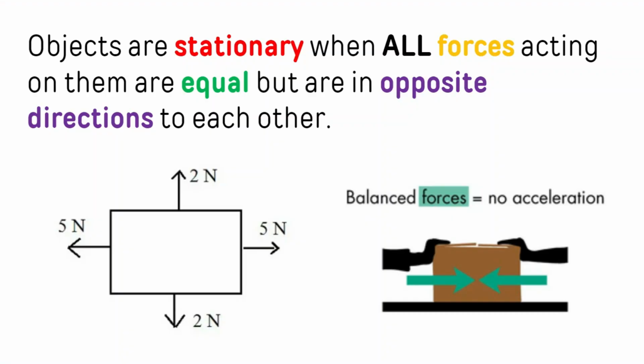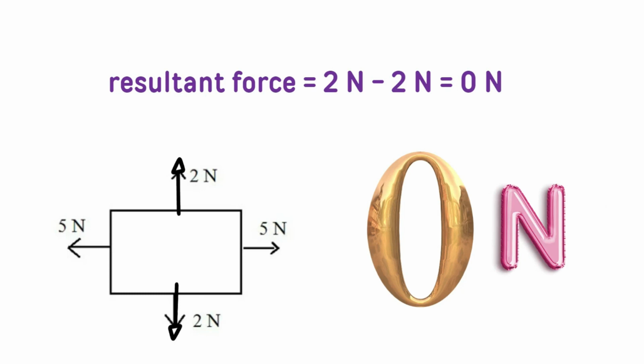Objects are stationary when all forces acting on them are equal, but are in opposite directions to each other. The forces moving in the northern and the southern directions are parallel to each other. They're the same size, and therefore they'll be subtracted from each other to give a resultant force of 0. The forces moving in the western and eastern directions are parallel to each other. They're the same size, and hence they would be subtracted from each other to give 0 newtons.